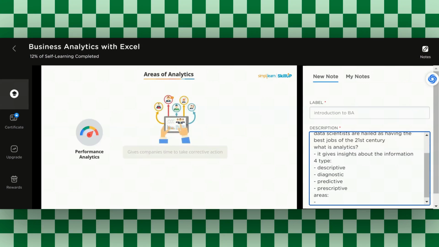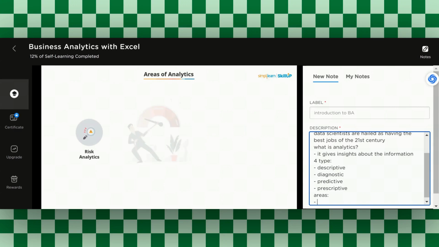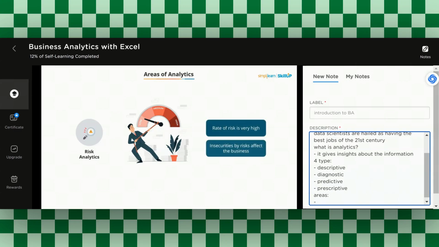Performance analytics gives companies enough time to take corrective actions for improving the performance of the employees in time, if required, thus improving the productivity and output of the company. Risk analytics. In today's dynamic business environment, where things change at a rapid pace, the rate of risk is very high. The insecurities caused by these risks affect the success of the business.